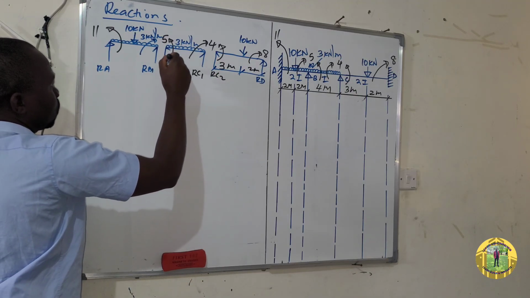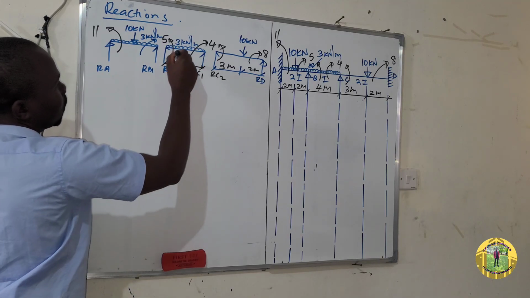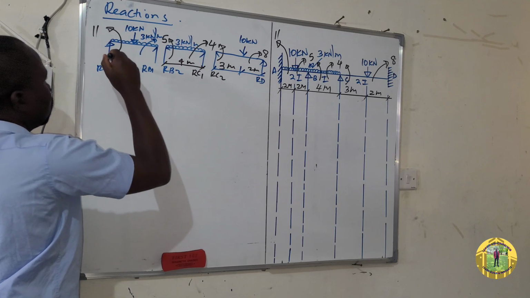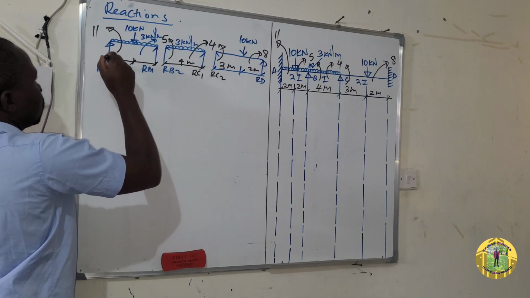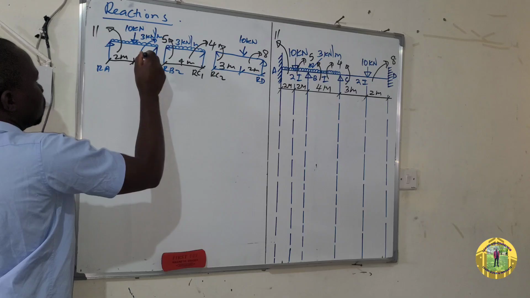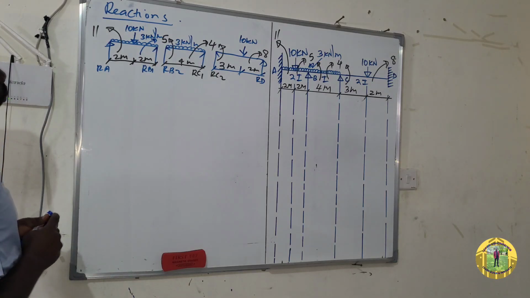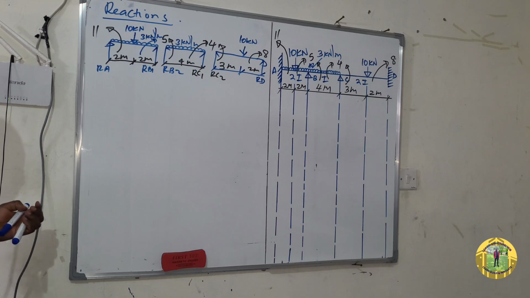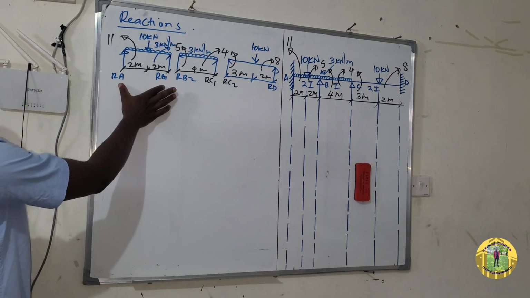For this one is 4 meters, and for this one 2 meters, 2 meters. By doing so, we can easily calculate our reactions. So to calculate reactions, we'll begin by this portion of a simply supported beam.